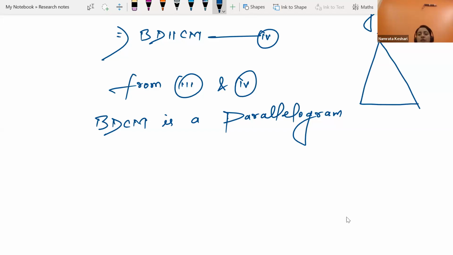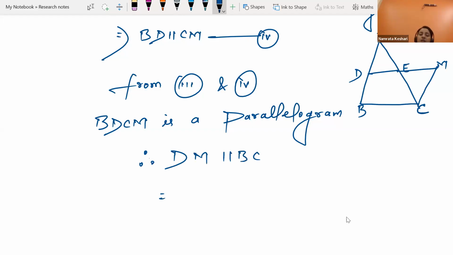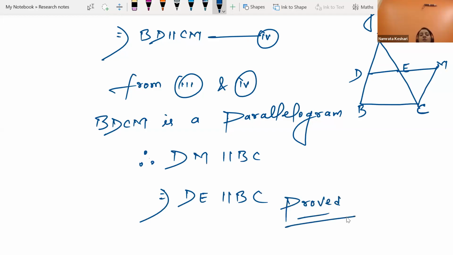Okay. So A, B, C. Here we are having DE. We have extended till M. We have joined this with C. BDCM is a parallelogram. Therefore, this DM must be parallel with BC, which implies that DE is parallel to BC. Okay, hence proved. That's the midpoint theorem.